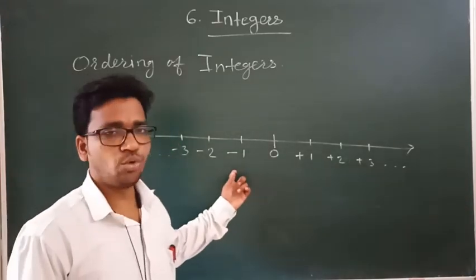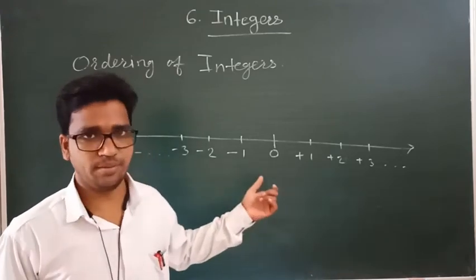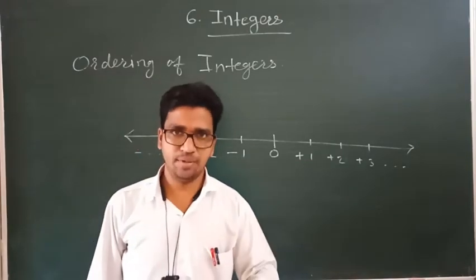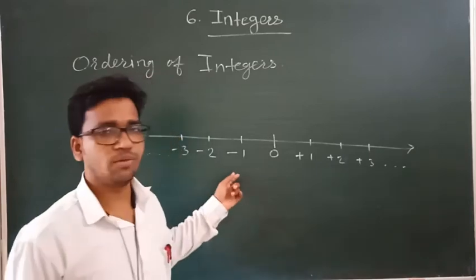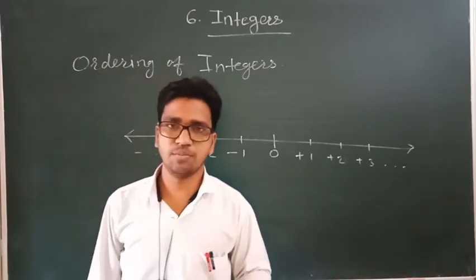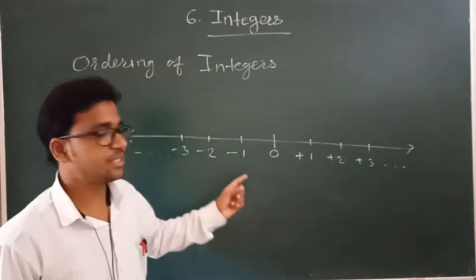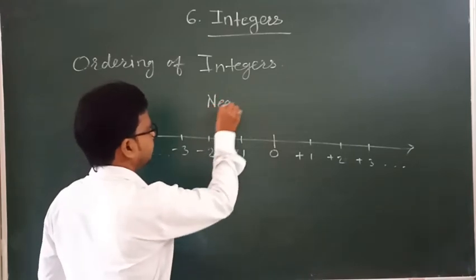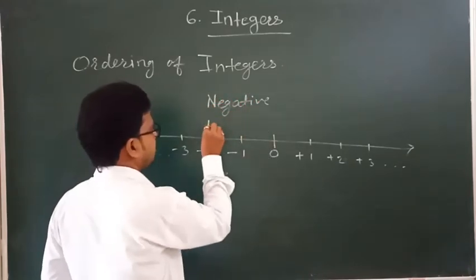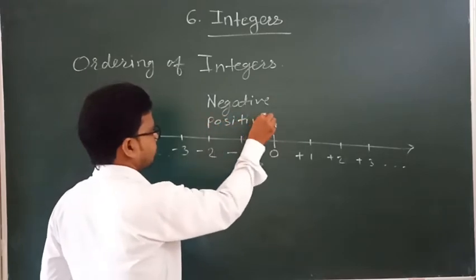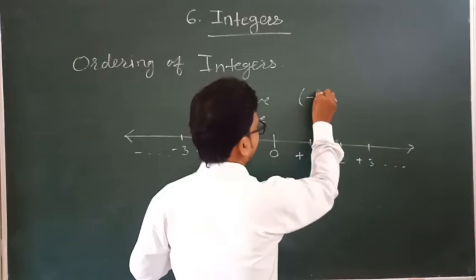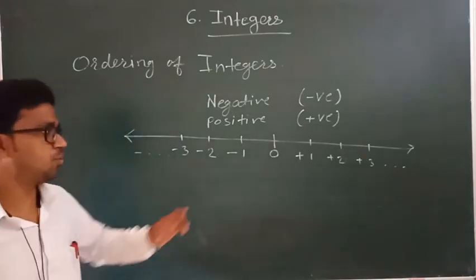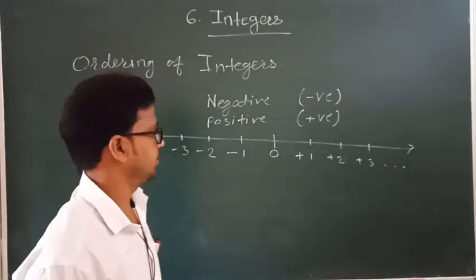Okay. See, don't just say -1, -2, -3 or +1, +2, +3. +1 means we added 1, and -1, -2 means we subtract from any number. But here it is the sign. So we have to say negative or positive. In short, we write negative with a minus, and for positive we write a plus. Positive and negative are denoted this way.